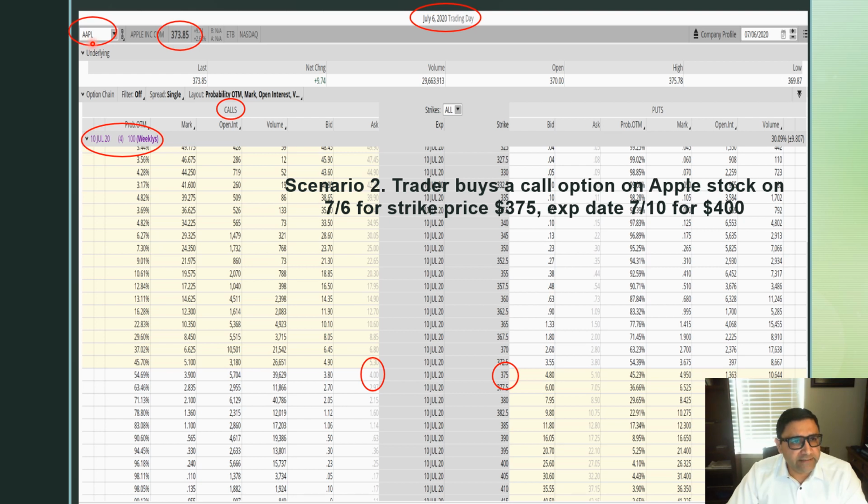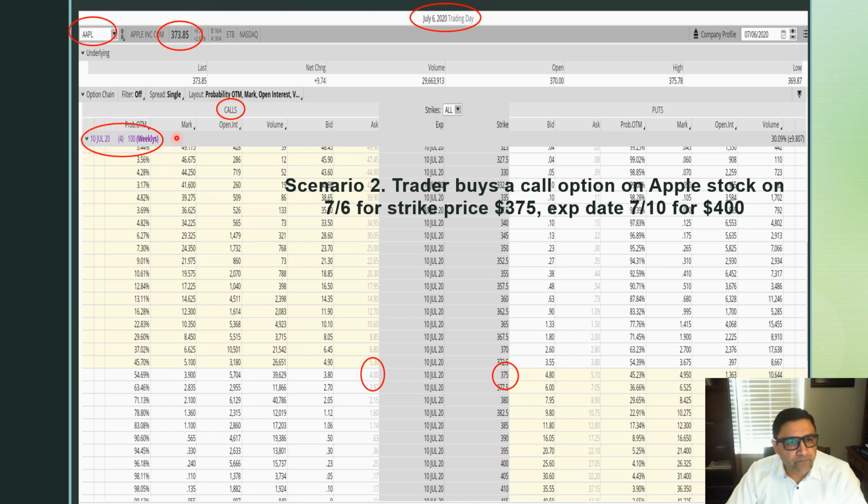On the left here is Apple, and AAPL is the stock symbol for Apple, and 373.85 is the price of one share of Apple stock that it was trading at on that day. These are calls. So this is an example about a call option, not a put option. So it's a call option. That's why I've circled calls.